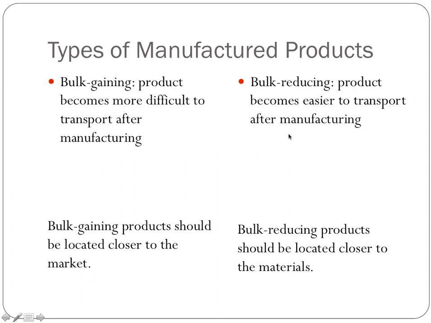Bulk reducing products are any product that becomes easier to transport after it's made. So any bulk reducing product is usually going to either weigh less or be less cumbersome than its raw materials. And so we want to produce that as quickly as possible so that we can transport the lighter or less bulky materials. So bulk reducing products should be located closer to the raw materials instead of to the market.